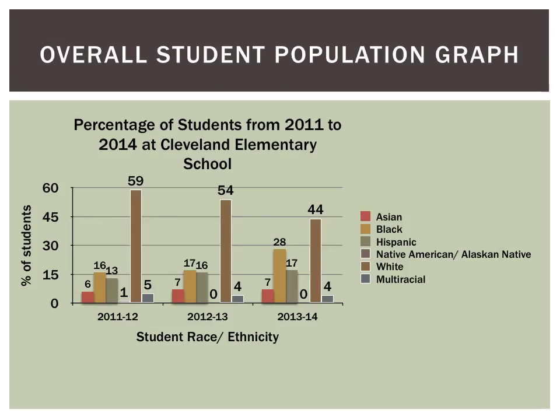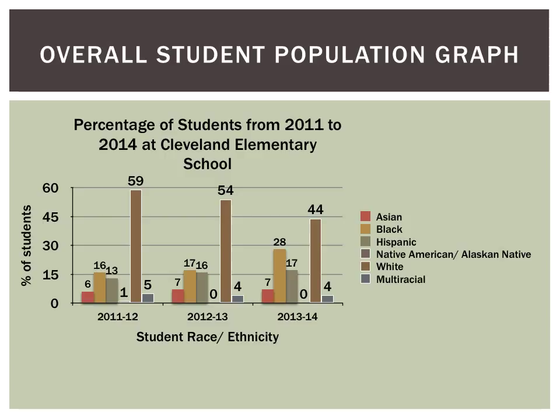This graph shows the overall student population at Cleveland Elementary School from 2011 to 2014. The percentage of Asian students increased from 6% to 7% and has stayed there. The percentage of Black students has increased from 16% to 17% to 28% over the last 3 years. The percentage of Hispanic students has increased from 13% to 16% to 17%.